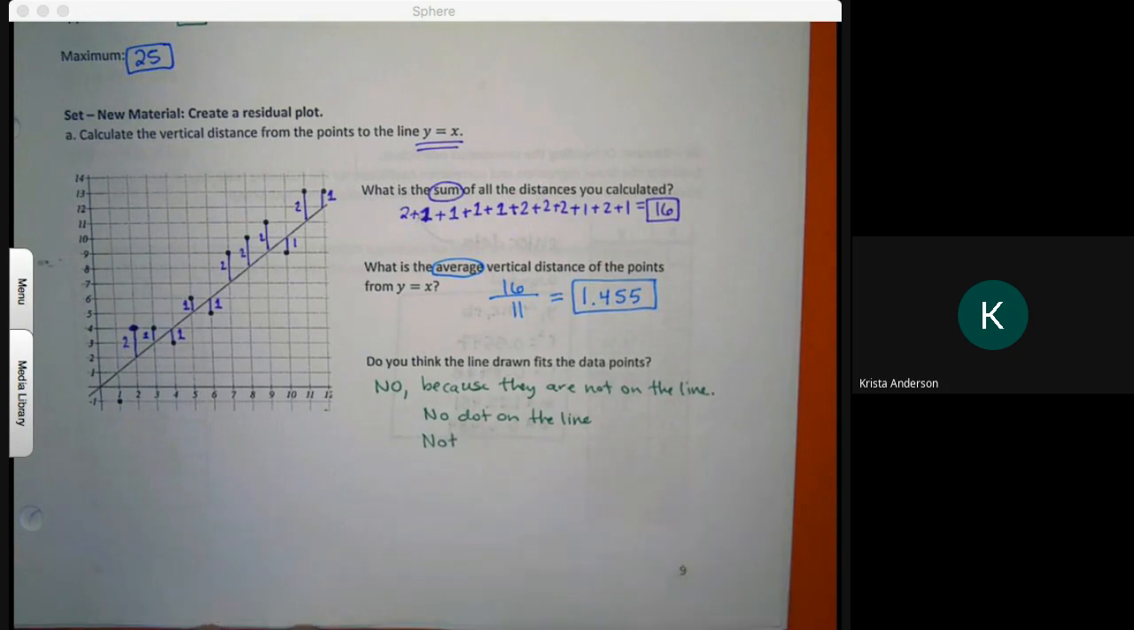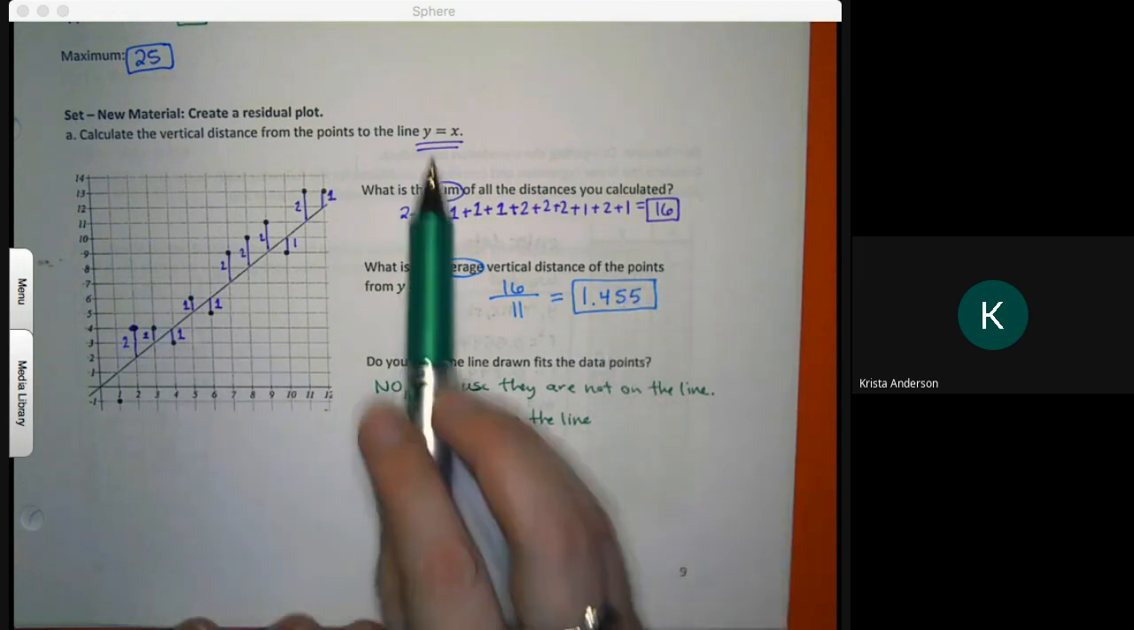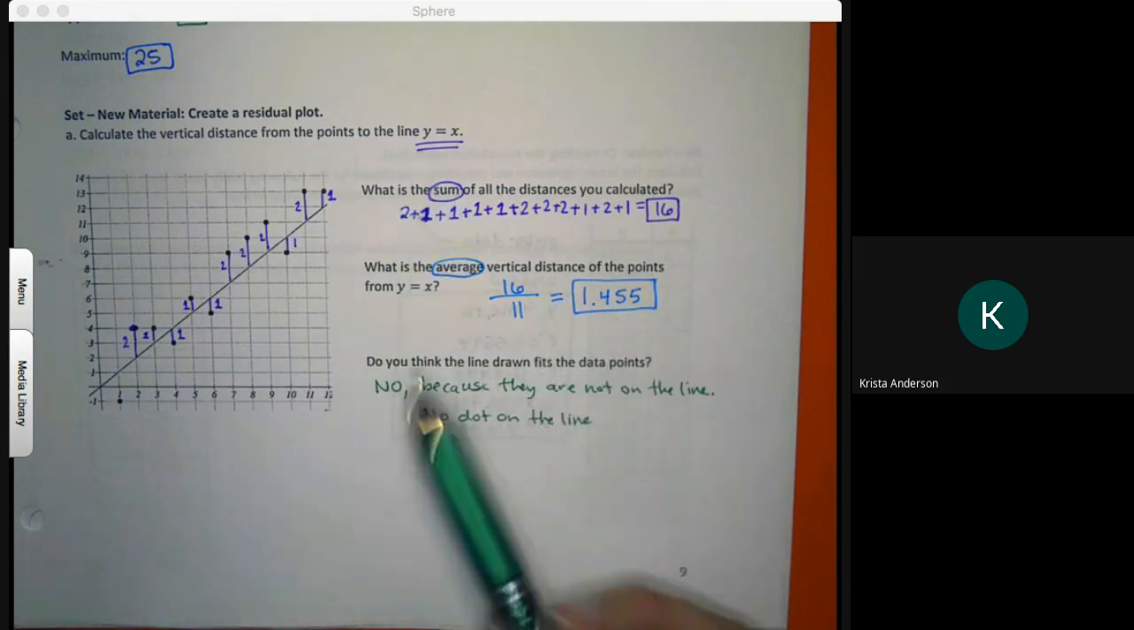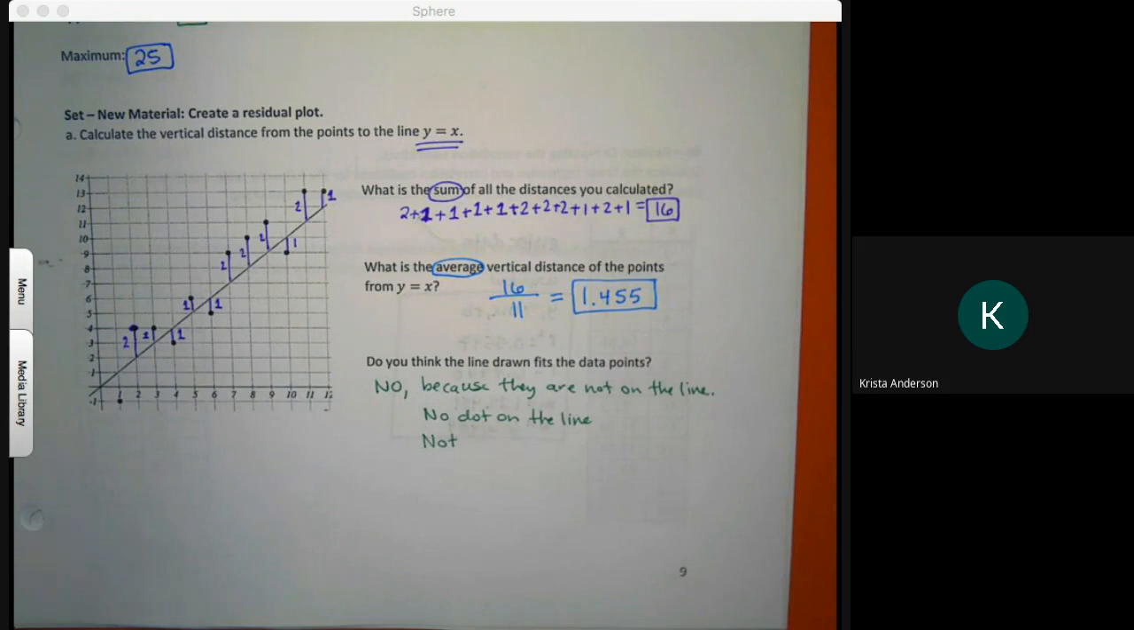Okay, what were you gonna say? I was gonna say the average doesn't match the equation up above. Okay. I'm gonna write one more thing. Those were all really good answers, right?